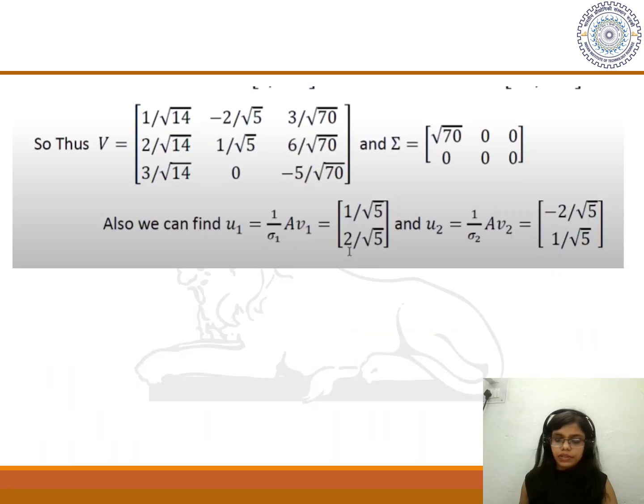Next, we're going to find V, that is simply the normalized eigenvector, and sigma, that is simply the non-zero eigenvalues, the non-zero singular values. That is simply a diagonal matrix with the non-zero singular values as its diagonal elements. From this, we can find our u1 using 1 upon sigma A V1, and u2 as this.